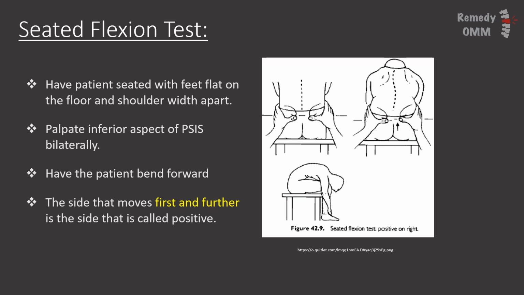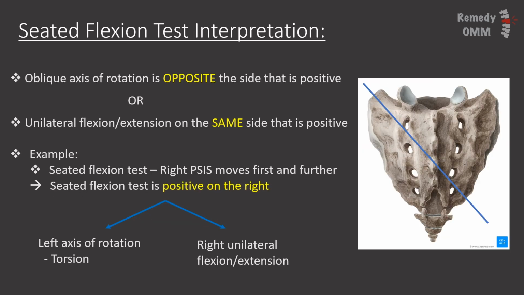In the example picture on the right, you can see that the right PSIS moves slightly further than the left. Therefore, it would be considered a positive seated flexion test on the right. Now the question is, what does the seated flexion test tell us? It tells us one of two things. It tells us that the oblique axis of rotation of the sacrum is opposite the side that is positive, or it tells us that we have a unilateral sacral flexion or extension on the same side that's positive.